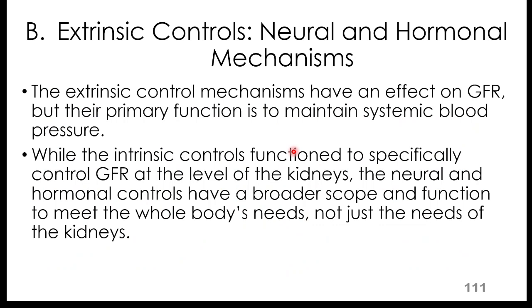Now let's talk about the extrinsic controls. These are neural and hormonal mechanisms. Now, the extrinsic control mechanisms also have an effect on the GFR, but their primary function is to maintain systemic blood pressure. While the intrinsic controls are specifically meant to control GFR at the level of the kidneys, the neural and hormonal controls have a broader scope. Right? They function to meet the needs of the whole body and not just that of the kidneys.